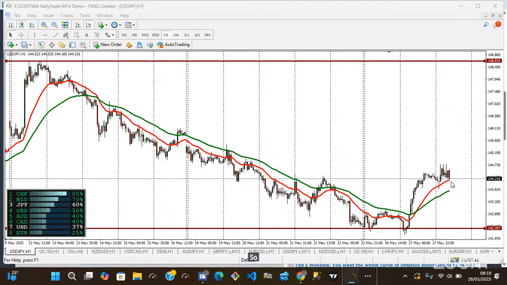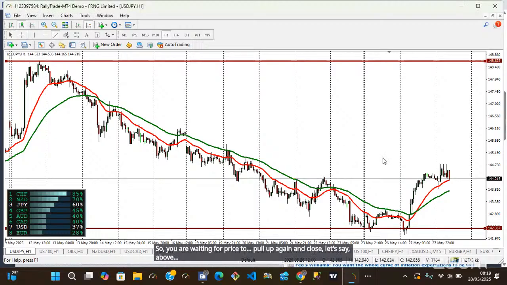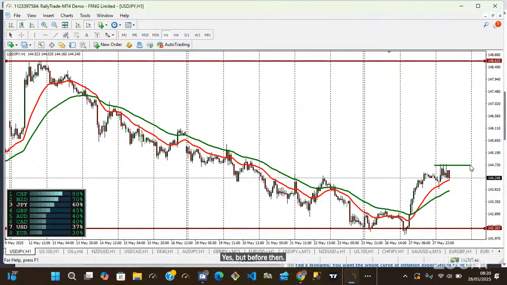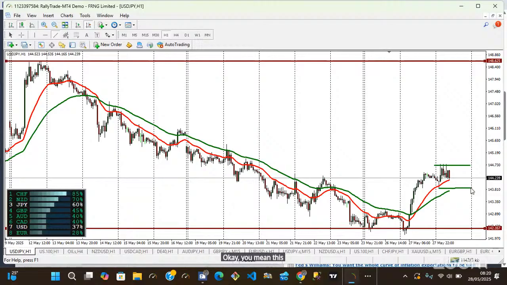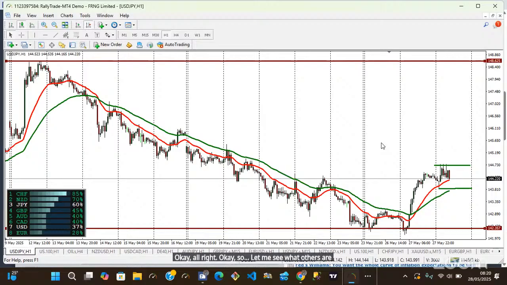So you are waiting for price to pull up again and close, let's say, above this particular internal high that it has created. Yes, but before then, it must first of all sweep the low, finish the business with the low. It should do a manipulation under and then close up above what you have drawn. Okay, you mean this low? Yeah, create a manipulation there and then close up. Okay, all right. Let me see what others are saying.